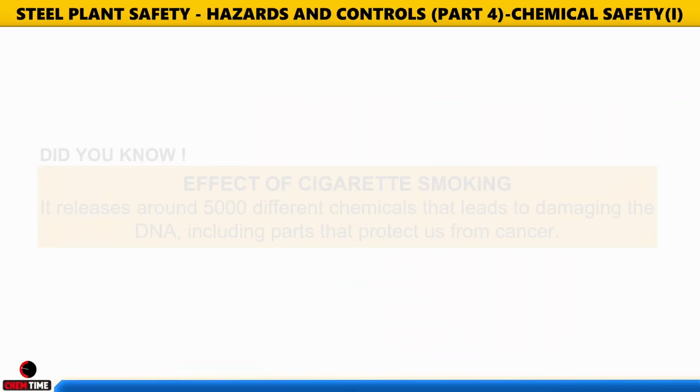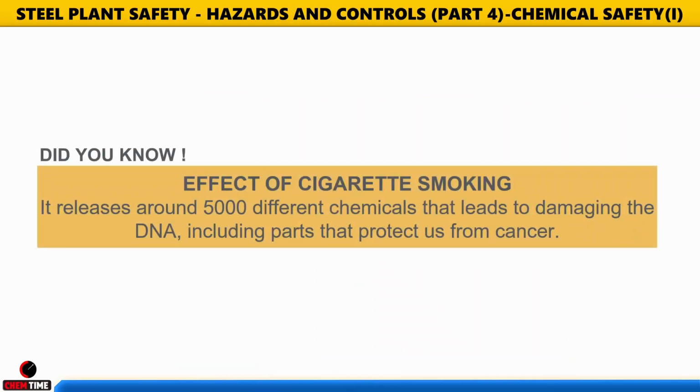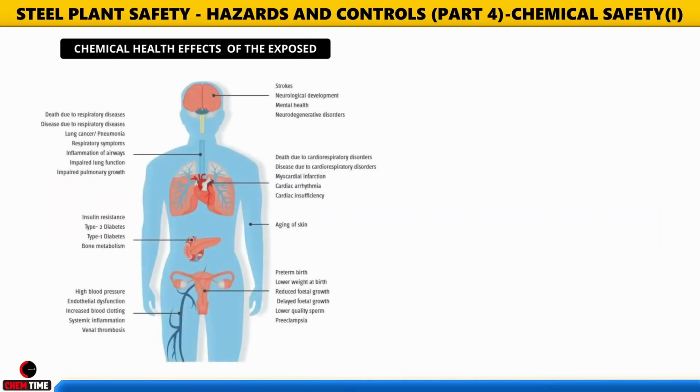But did you know the effects of cigarette smoking? It releases around 5,000 different chemicals that lead to damaging the DNA, including parts that protect us from cancer. So it's really important for every single person to understand cigarette smoking is really dangerous for every single person's health. Let's get to the chemical health effects when people are exposed to it.